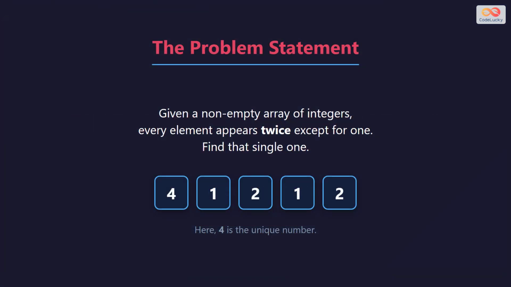Let's define the problem clearly. You are given a non-empty array of integers. In this array, every single element appears exactly twice, except for one element which appears only once. Your task is to find that single, unique number. For example, in this array, we have the number 4, followed by 1, 2, 1, and 2. If you look closely, 1 and 2 are repeated, but 4 stands alone.